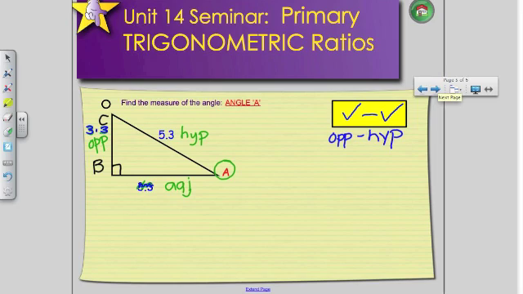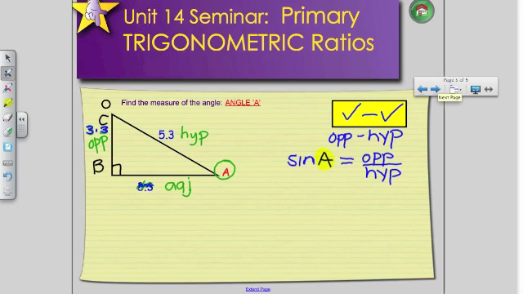So what is the trig ratio that involves opposite and hypotenuse? Victoria, what do you think? Yes. So you're the first person that hasn't said sin today. It's the sine ratio. So sine of angle A is equal to opposite over the hypotenuse. We're going to use this to solve for angle A. Angle A is my only unknown. That's what we're trying to solve for.